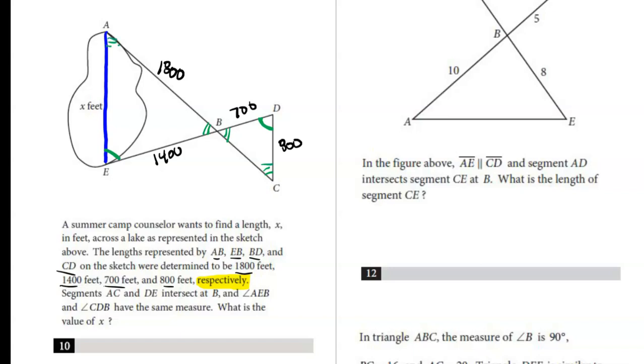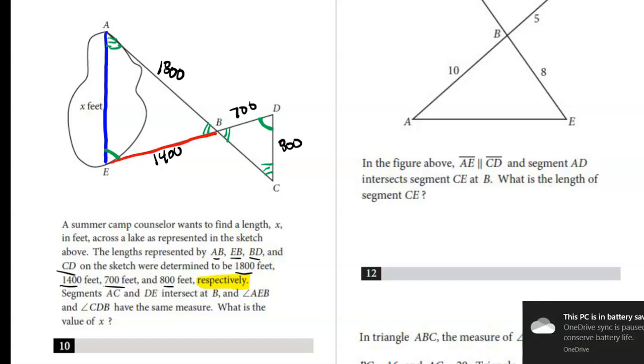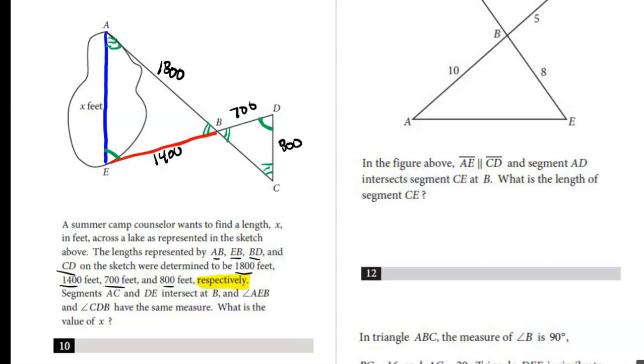We have a big and a little triangle. Now the tricky part is to find out what side corresponds with the other side. And here's where it's important to look at the marks of the angles. So I can see right now that this 1400 is between the 1 and the 2 arc. So that goes with this 700. And right there I see a relationship.